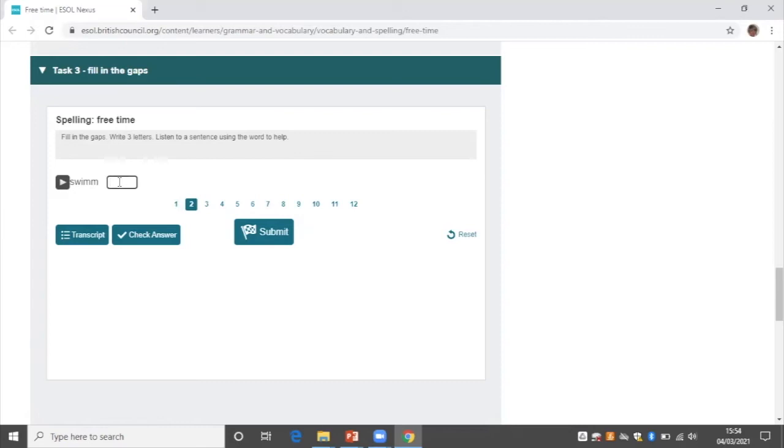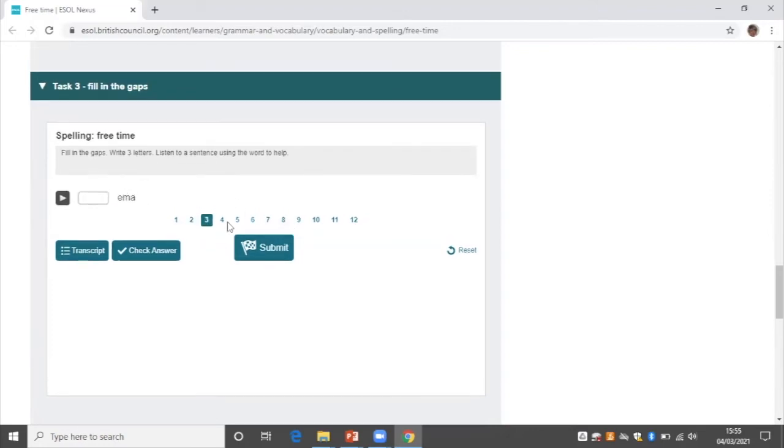The next one, swim something. Which 3 letters will we put at the end to finish that word? Music. Museum.